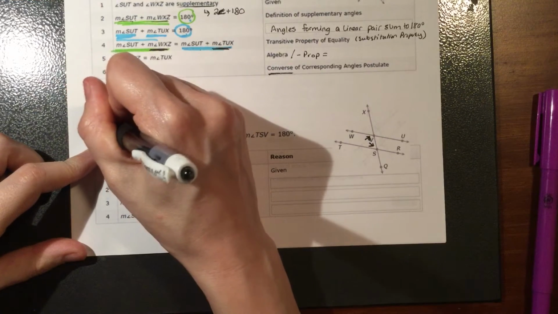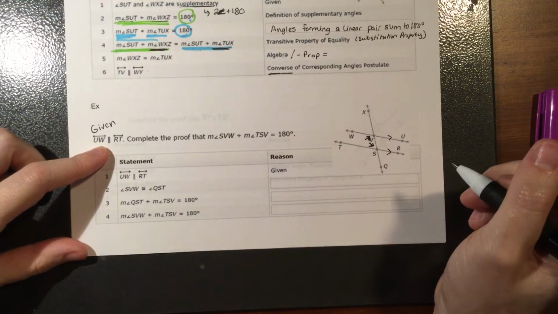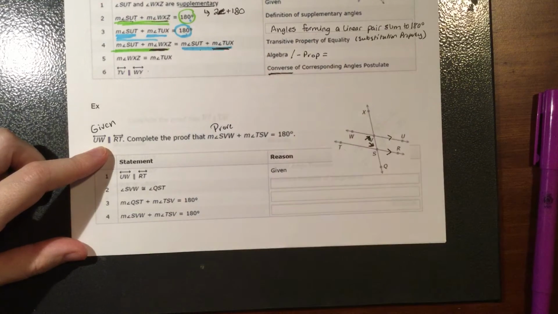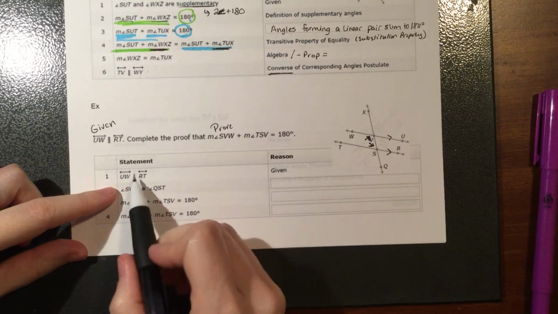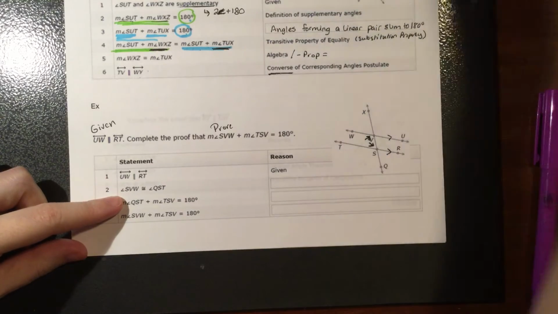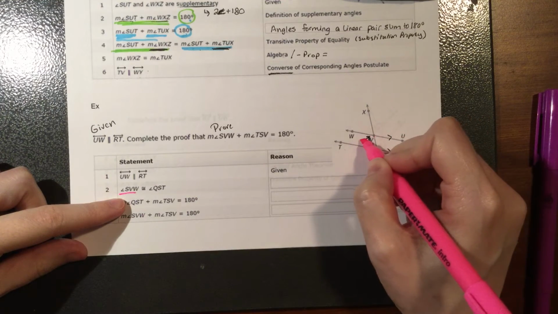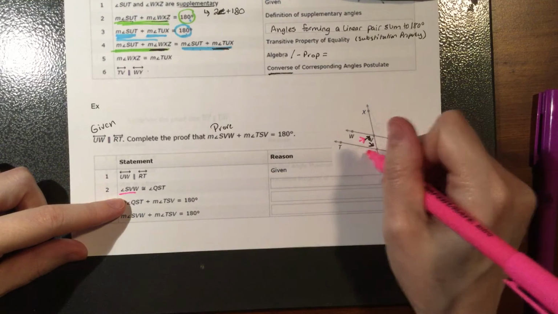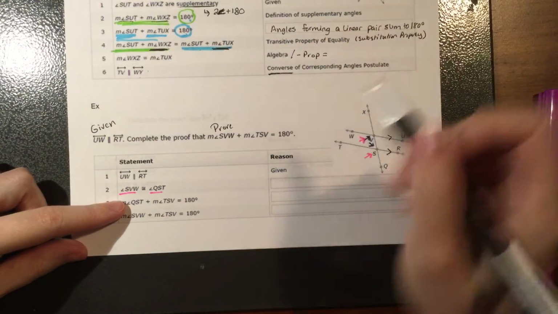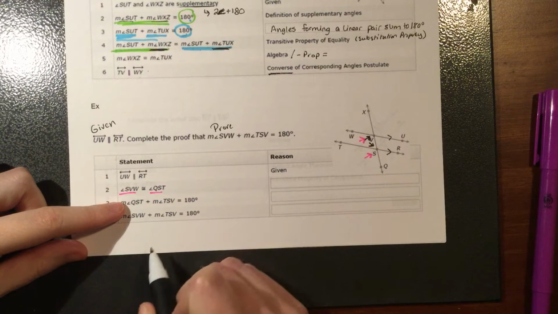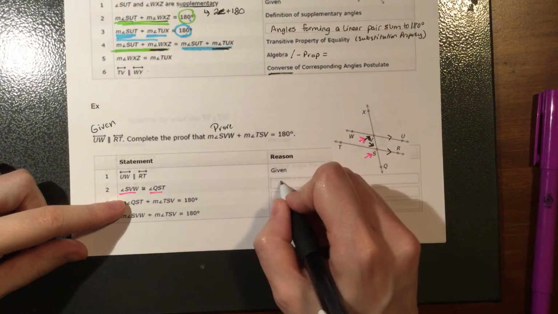So if we use our given, it tells us that UW is parallel to RT. And they want us to prove that those two add up to be 180 degrees. So the way you start these, they start with angle SVW. So this angle right there is congruent to QST. Whenever you're given parallel and you're trying to prove things, you're almost always going to use corresponding angles. And that's what those two are.